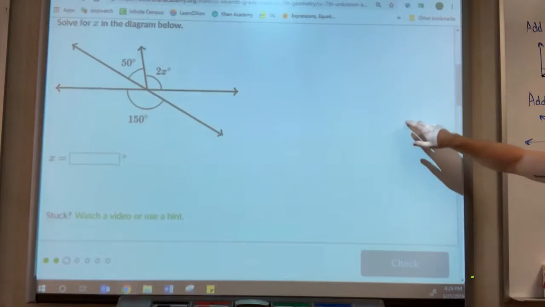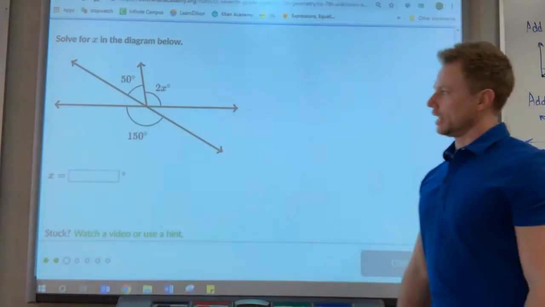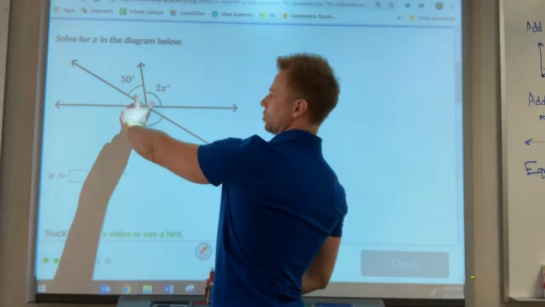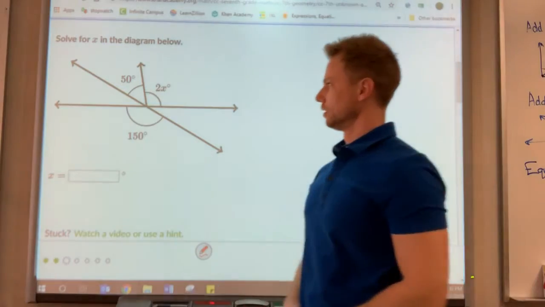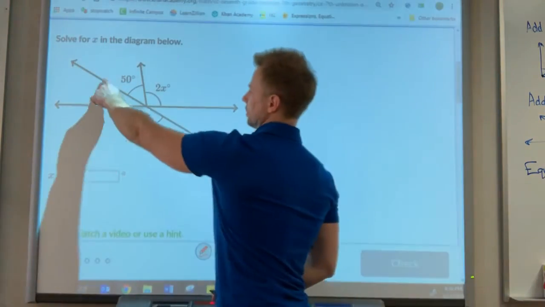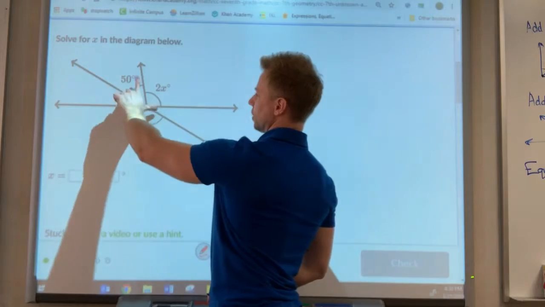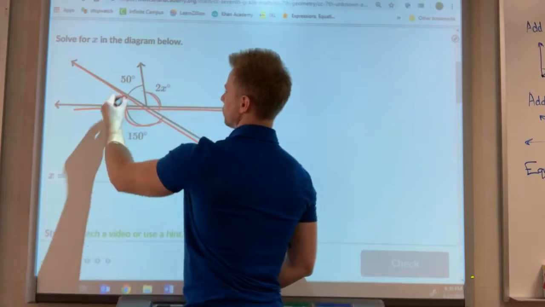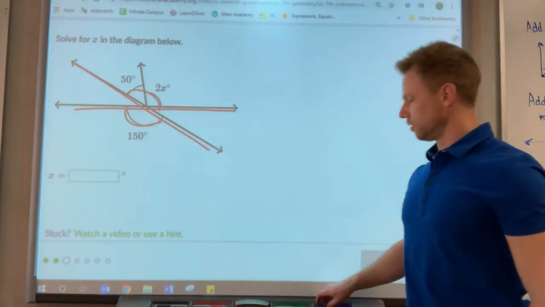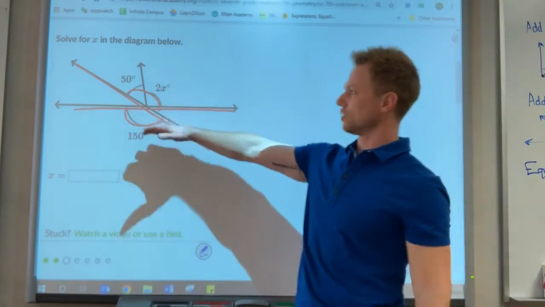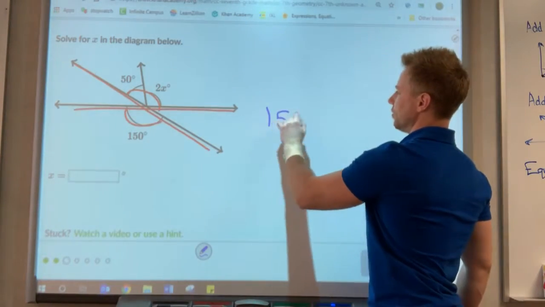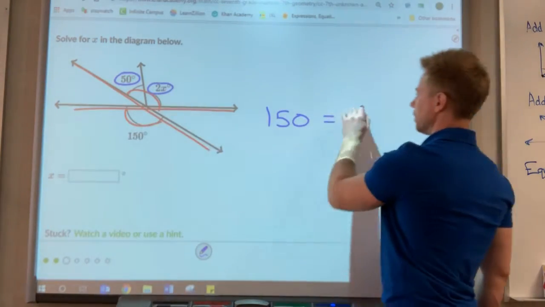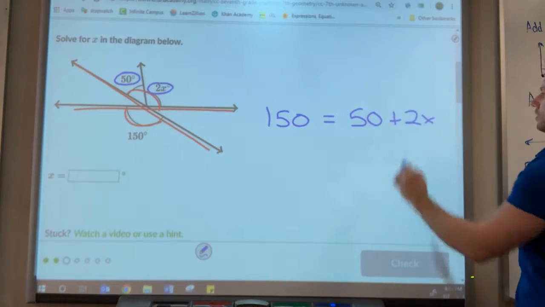Let's try one more of those. Okay, now we have 3 angles here. These two right next to each other do not make a corner, and they don't make a straight line. It's angled, but it's not angled to make a corner, and it's not straight. So what we have actually are vertical angles, angles that are across from each other. The definition of vertical is that those angles are equal. So 150 equals both of these angles together, 50 plus 2x.